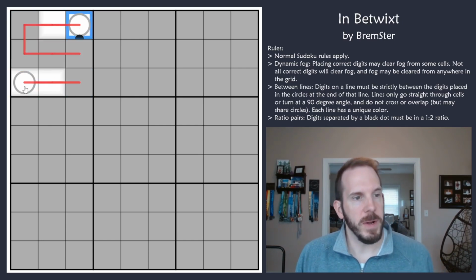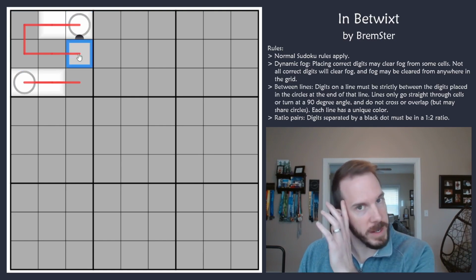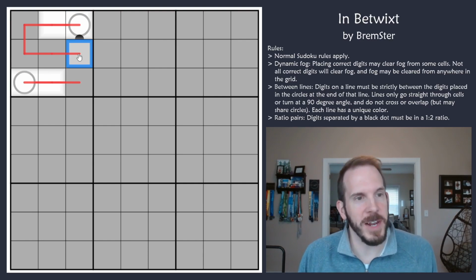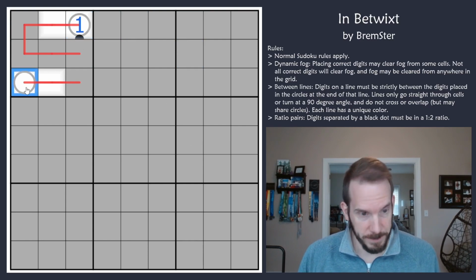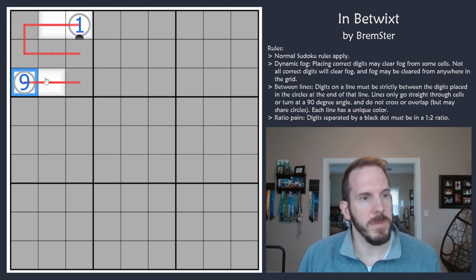So this is going to be a 1-9 pair, but this black dot we can't put a 9 on because the other cell would have to contain an 18, which is not going to happen in this puzzle. So we get a 1 here. Notice there was no fog cleared when I placed that 1, so this is how dynamic fog works. Doesn't mean this is wrong. We get a 9 here, again, because we can't put 9 anywhere else in the box.